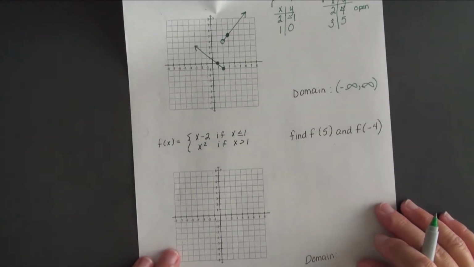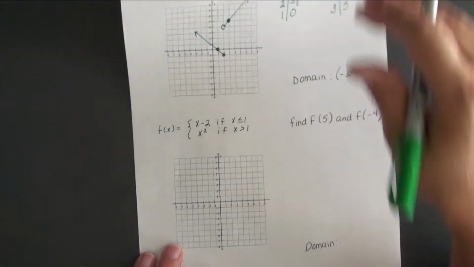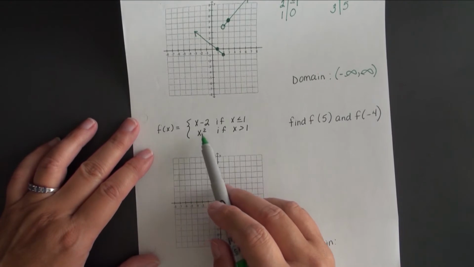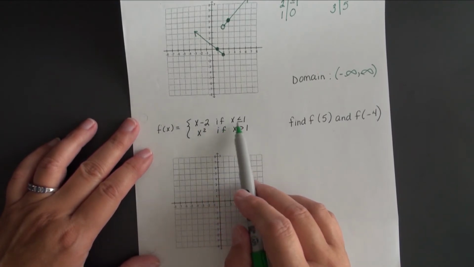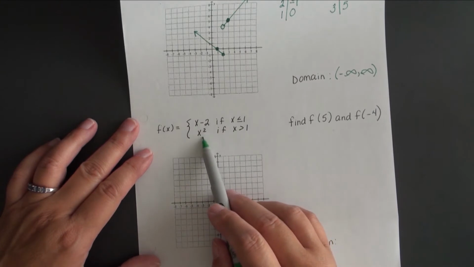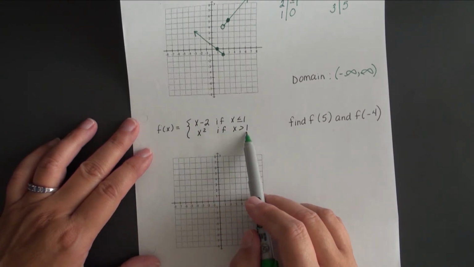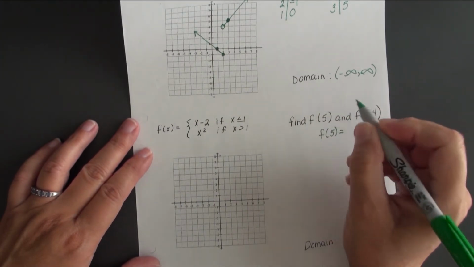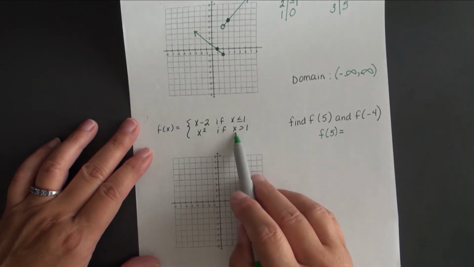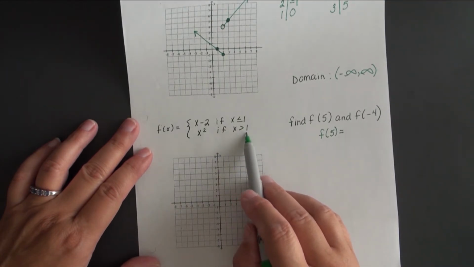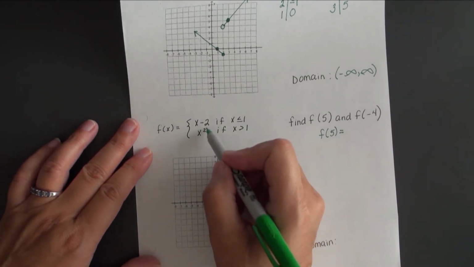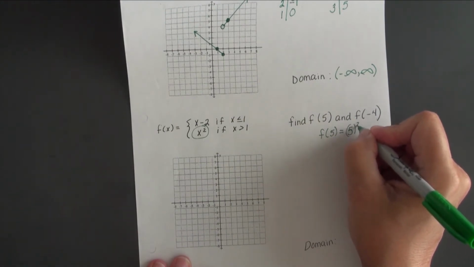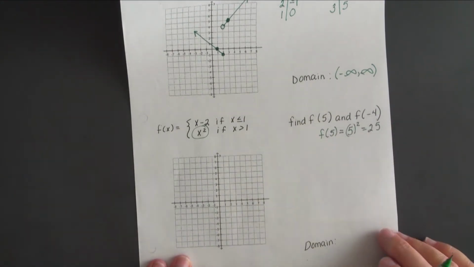Okay, let's start out with this last example by answering these questions right here. So here's my function. f of x equals x minus 2 if x is less than or equal to 1, and x squared if x is greater than 1. So what would f of 5 be? Is 5 less than or equal to 1, or is 5 greater than 1? Well, 5 is greater than 1, therefore we're going to use the second equation, which says x squared. f of 5 is 25.